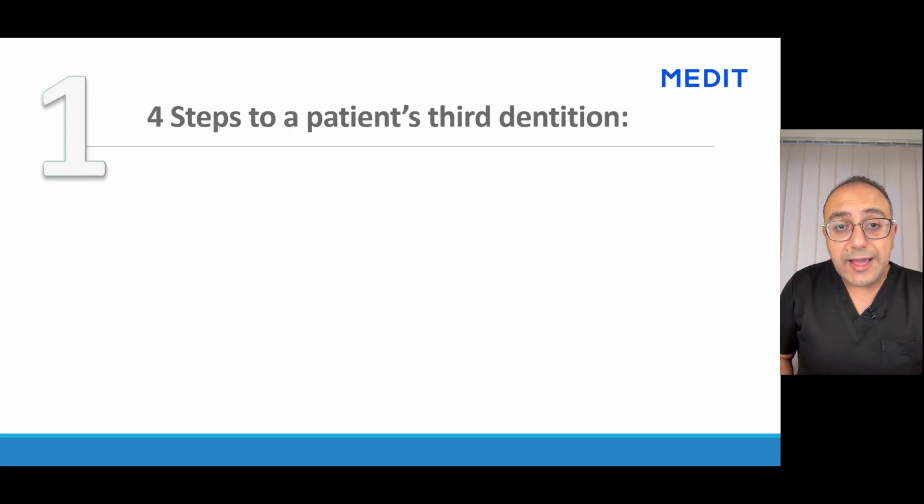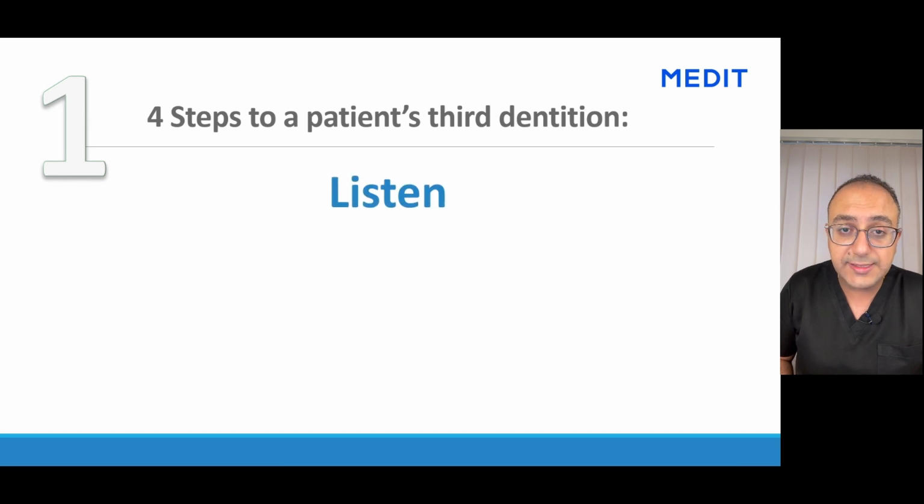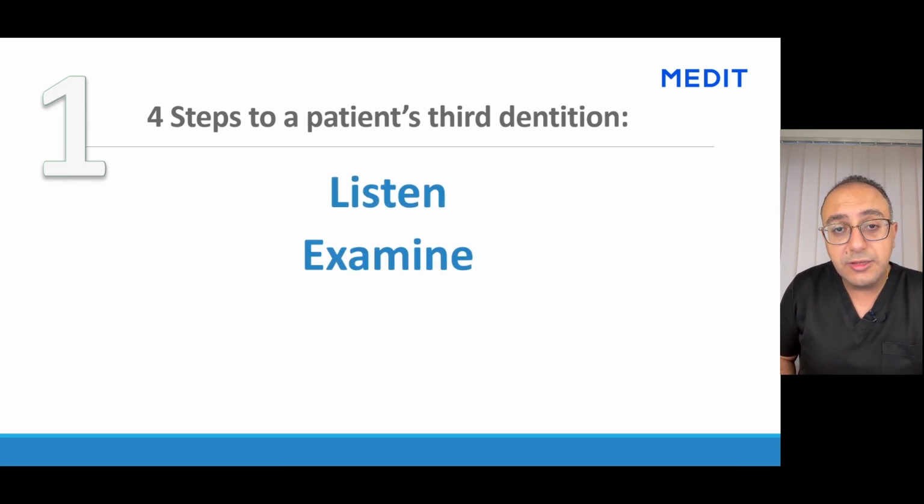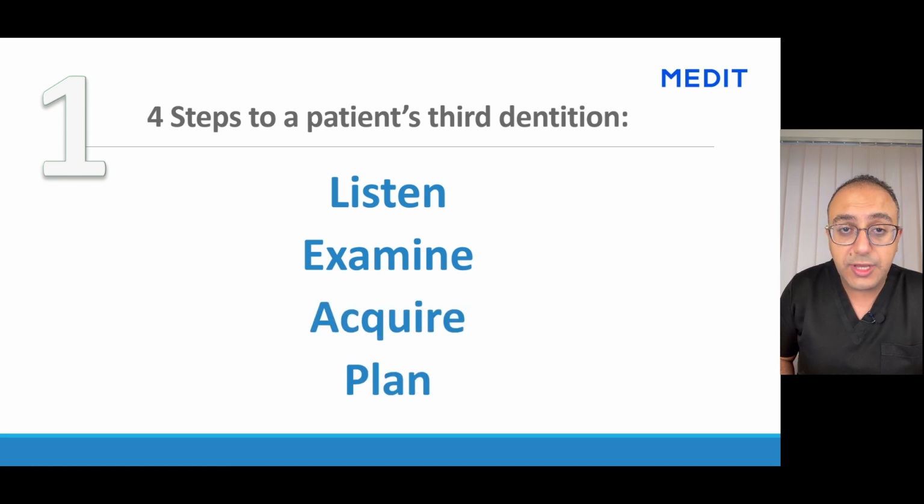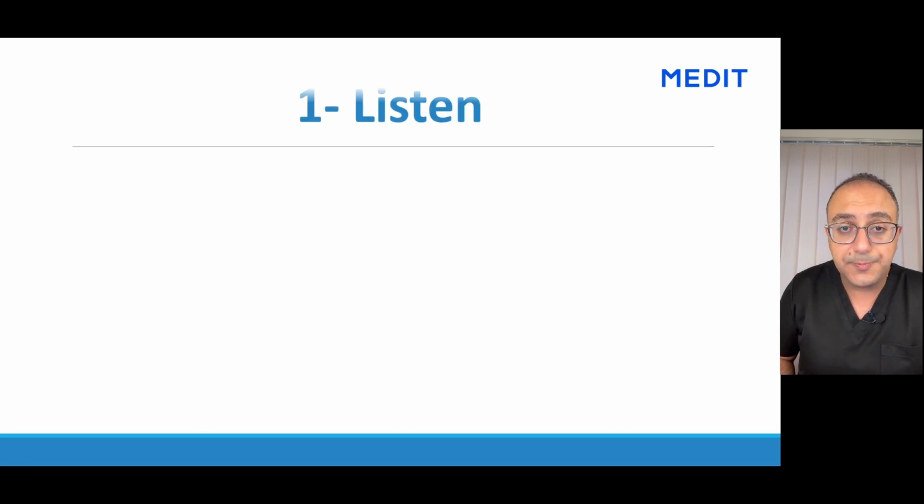First of all, you have to plan your case. To plan your case, I'm going to give you a very rapid scheme: 4 steps to plan your patient's third dentition over the implants. The 4 steps are listen, examine, acquire, then plan. Okay? Listen, examine, acquire, then plan. Let's take a look at each point separately.